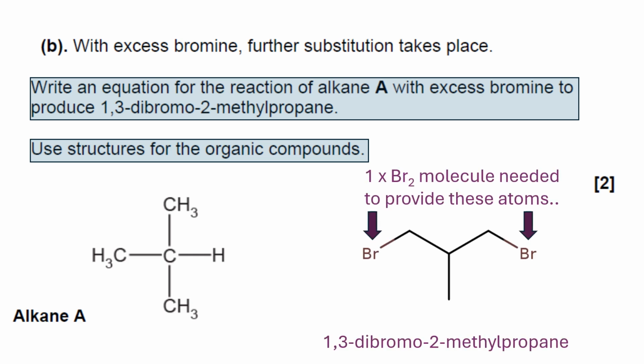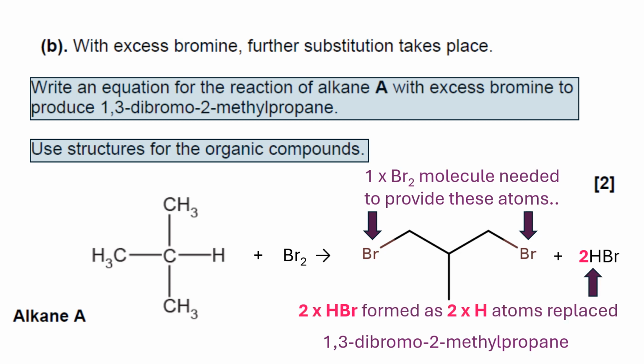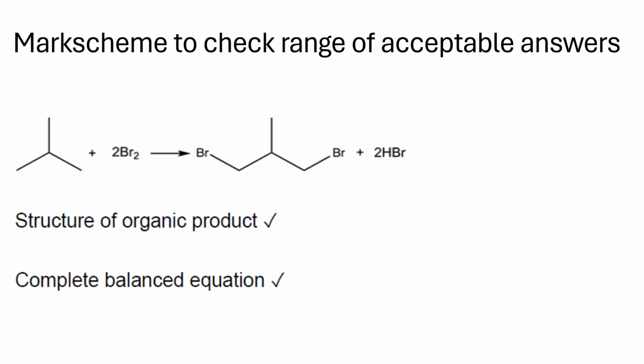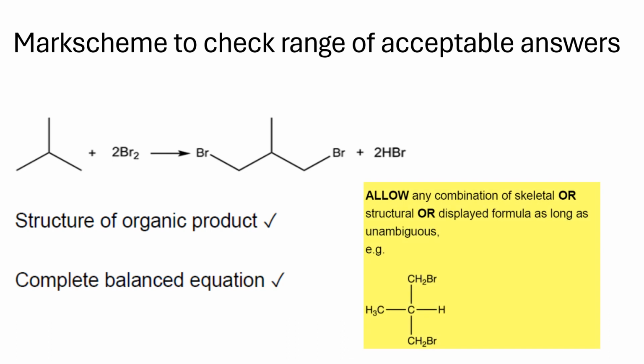So let's think about this. We need a bromine molecule to provide these 2 atoms, the 2 bromines there. But also remembering that we've got 2 hydrogens that have been replaced. So we need 2 further bromine atoms. So therefore we put a 2Br2 on the left-hand side to give us the 4 bromine atoms that are now distributed between the 2 products. That's what our equation will look like using structures for the organic compounds. And with a quick check of the mark scheme, again, that's exactly what we did. And the same idea will apply this time round.